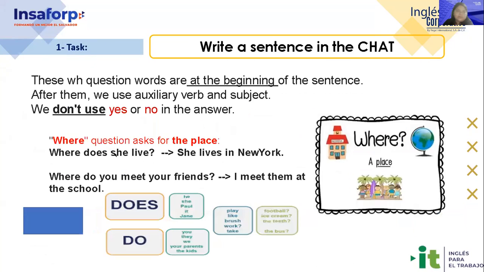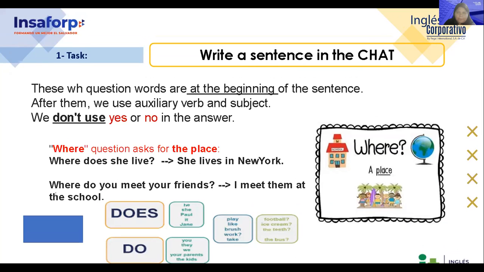Okay, so now I want you to make a question. So remember the structure: does or do, he, she, it, Jane, the verb and the complement. Recordemos la estructura acá. Where does he play football? Where does she play football? What does she like? Entonces nada más recordemos esta estructura. Miren acá. So try to make a question with this information. Con esta información elaboremos una pregunta ahí en el chat.